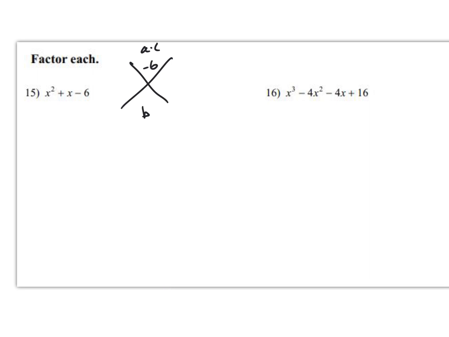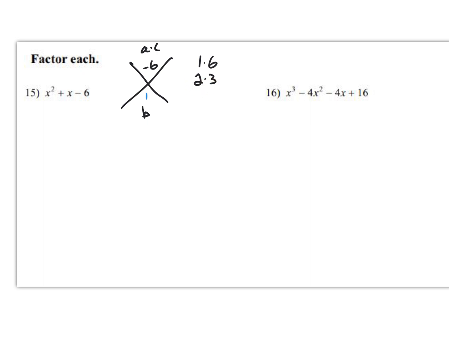So we're looking for the factors of negative 6 that equal B, and this is a plus 1x, so B is 1. Well, what are the factors of negative 6 that equal 1? If we just jot down those factors, let's just consider the 6. It's 1 times 6 and 2 times 3. The only numbers that we could make equal 1 would be 3 and 2.